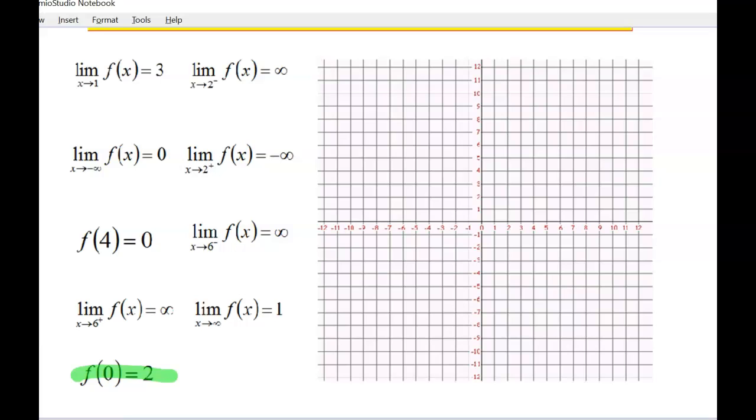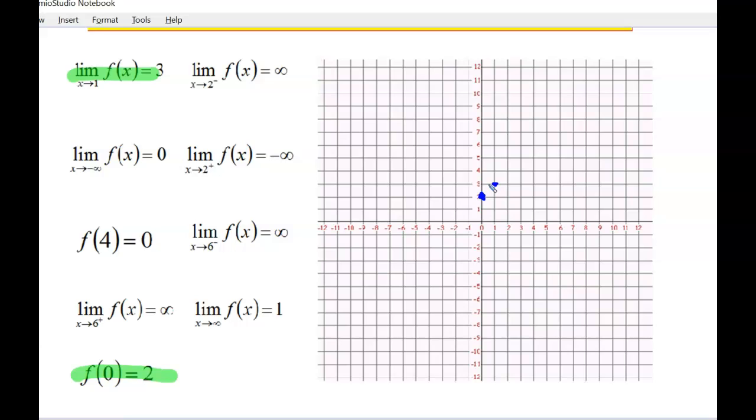f of 0 is 2. That just means when x is 0, y is 2. So that's a point on the graph, okay? We also know the limit as x approaches 1 is 3. So that means as x approaches 1, the y value is going to be approaching 3. And again, that could be a defined point, so I'm going to just treat it as a defined point. You could put it as an open circle, but the graph has to go through that point.